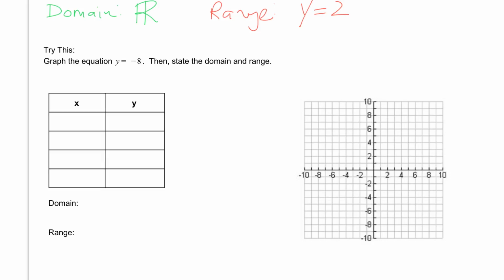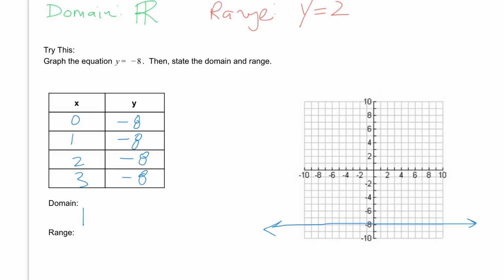If you did this correctly, your y values should all be negative 8. You could have chosen anything you want for x. So maybe you did 0, 1, 2, 3. What it should look like is a straight horizontal line at a y value of negative 8. Again, you can have any points you want plotted on there.